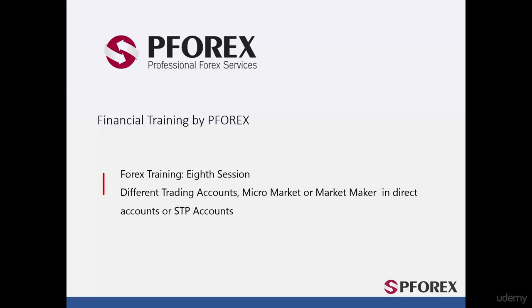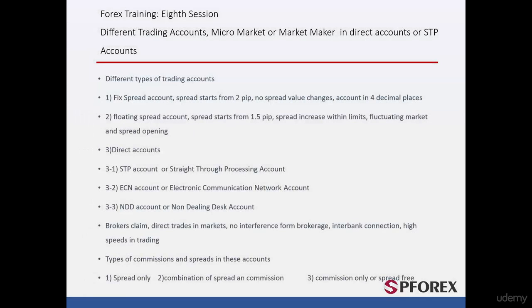In this session, we will discuss different trading accounts and how to choose one, as well as micro, market maker, indirect or STP accounts. Many people who would like to open an account with a broker and start their business do not know how to choose their accounts. Hopefully, at the end of this session, you will feel more confident about making the right choice. The first type of trading account is a fixed spread account.